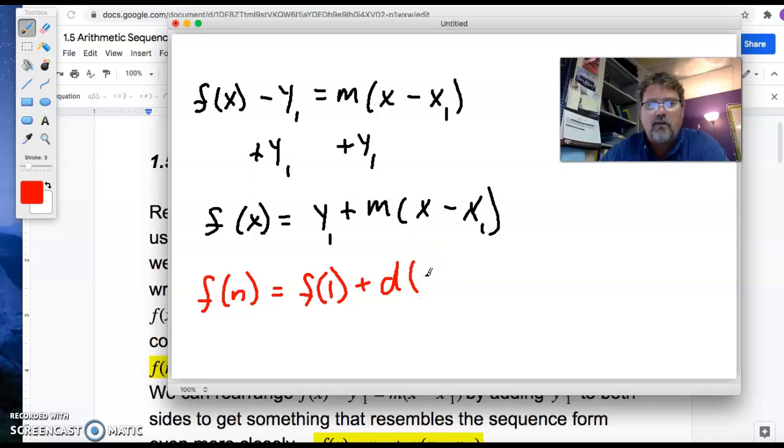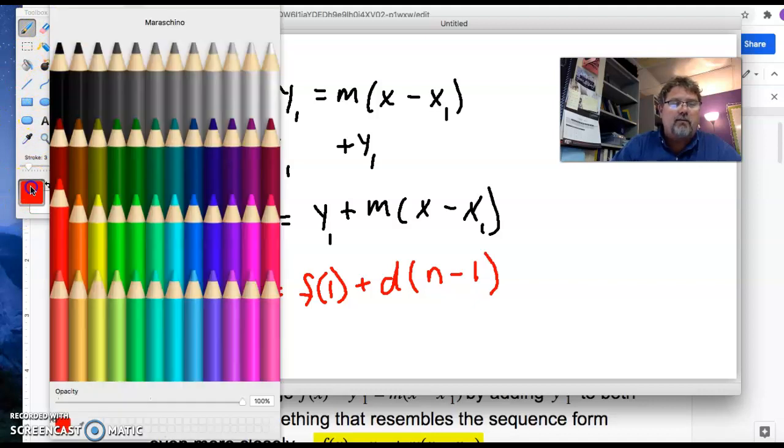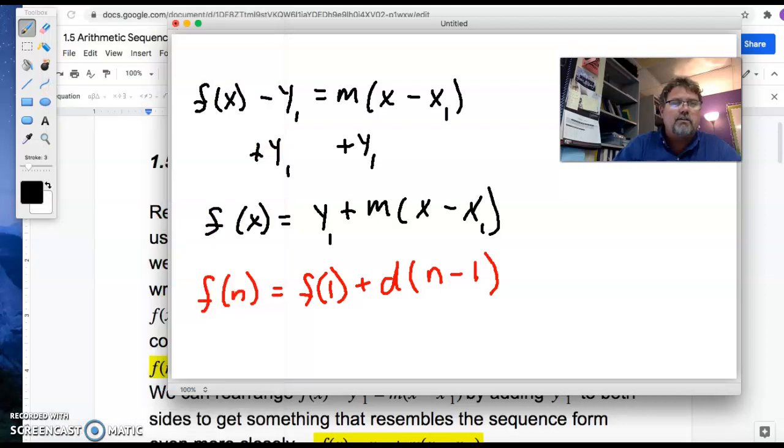And over here you'd have n, not x, because remember your independent variable in the sequence world is n, and your first term always is 1. x sub 1 is 1. All right, so this is the point-slope formula, but for sequences. I know that might sound obscure and not even a big deal to you right now, and I do get that, okay? But what I want to do is show you where it can come in handy for us.